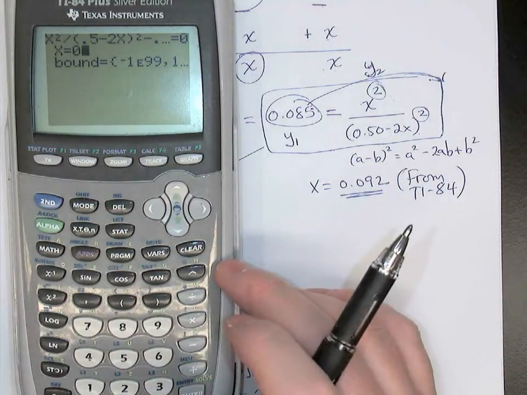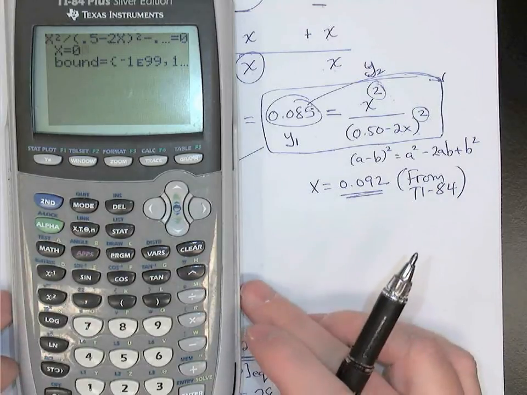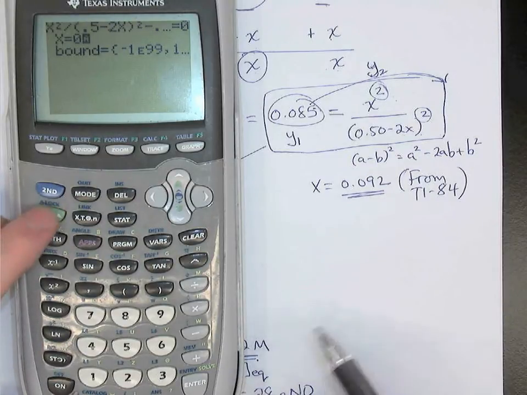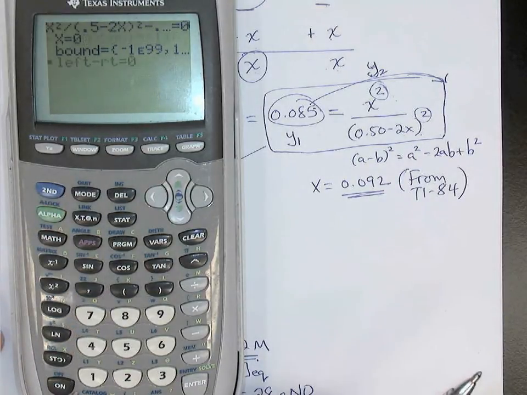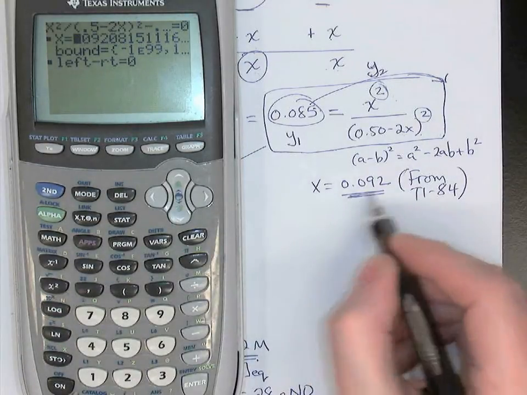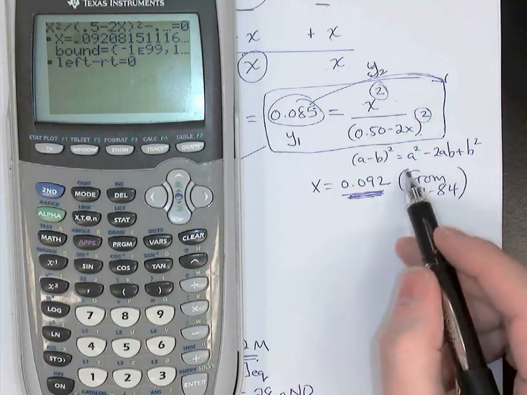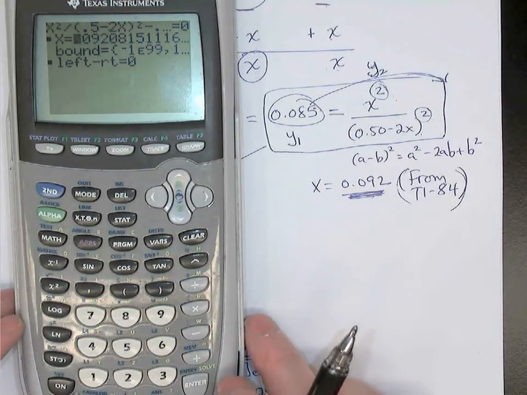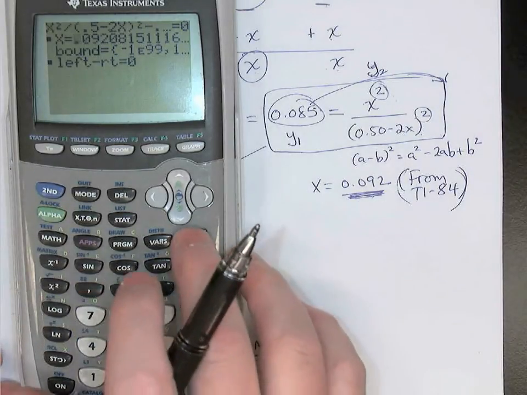So now how do we get it to solve the equation? Well, right above the enter button it says the word solve, and mine's in green. So I'm going to press the green alpha button, alpha, and then solve. And there we go. X is 0.092. And so we get the same answer. And again, you would just say from the TI-84. So that's using the solver feature of the graphing calculator rather than the graphing part of it.